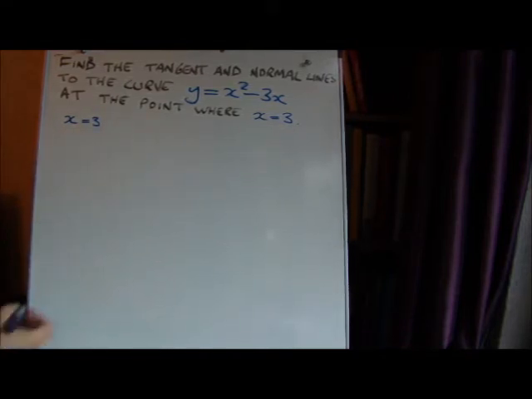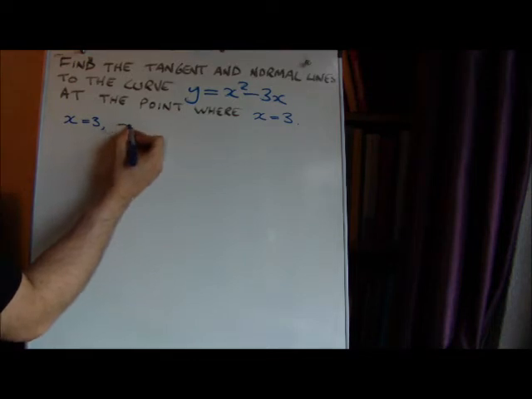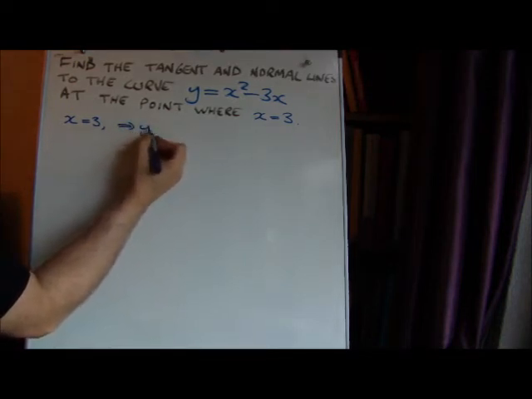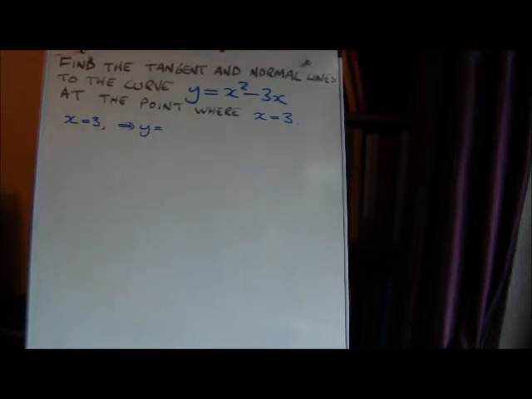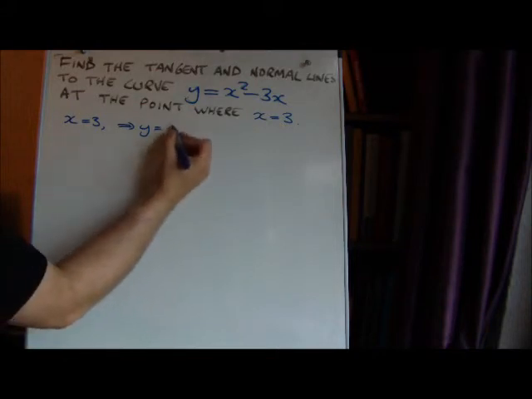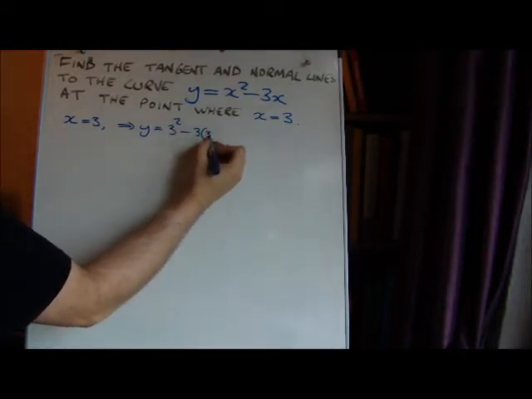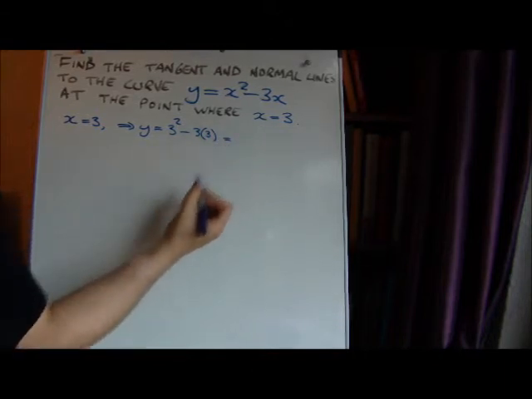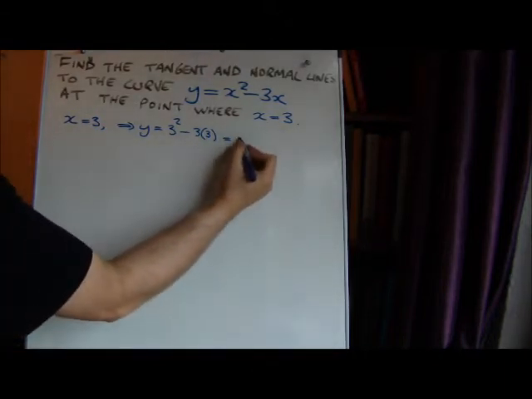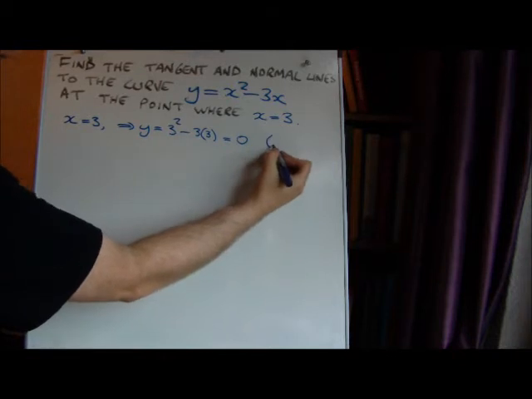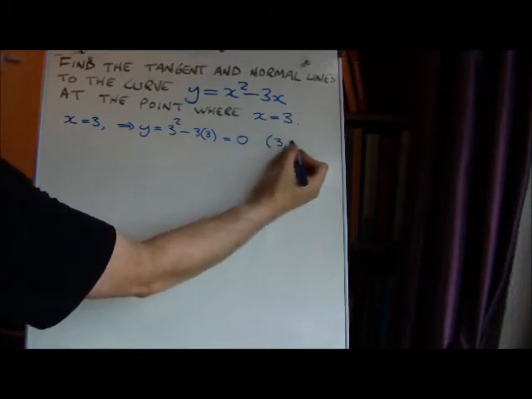Whatever this curve looks like, we're being asked about a particular point on the curve where x equals 3. Given that x equals 3, we'll need to know what the y value is at that point, so we can figure that out immediately. It's going to be 3 squared minus 3 times 3, so the y value in this case is going to be 0. So the point that's being discussed in the question is the point (3, 0).